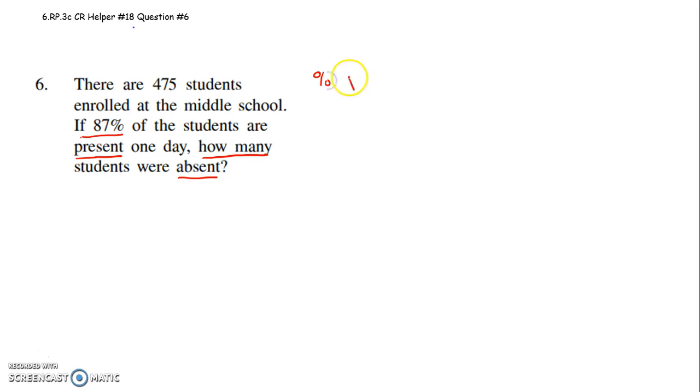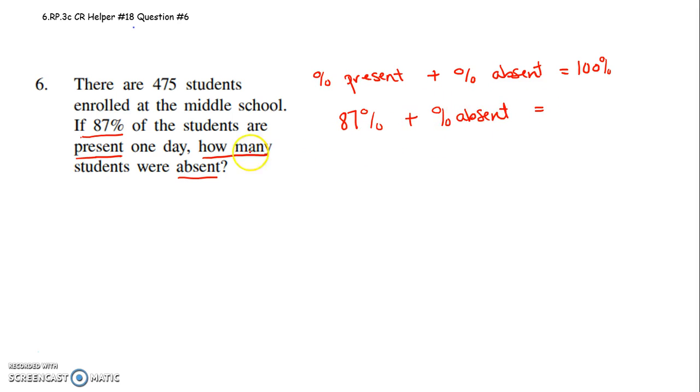Well, if we take the percent that are present plus the percent that are absent, we will get 100% of the students. We know 87% are present. I don't know what percent are absent, but once I take 87% and I add on the percent that are absent, I need to come up with 100% of the students. So if I subtract 87% from 100%, I'll find out the percent of students that were absent.